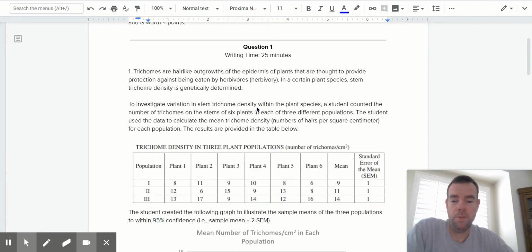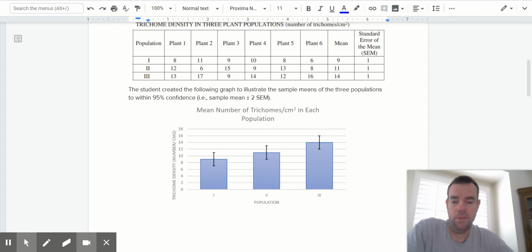So question number 1 was about trichomes. Those little hairy outgrowths on the epidermis of plants that possibly protect them against herbivores. Again, there were 3 populations, 6 plants in each population. They measured the mean and calculated the standard error of the mean. Then there was a graph given to you. The original version of this question had you make the graph. Obviously, you can't do that on your phone, so we're going to skip that for now.